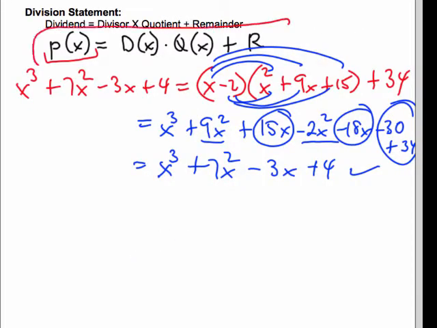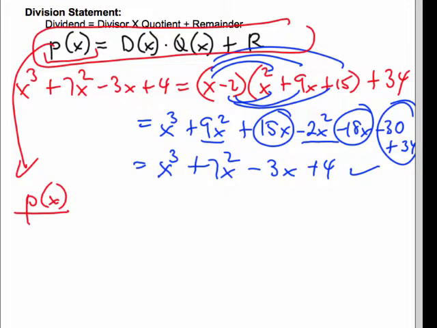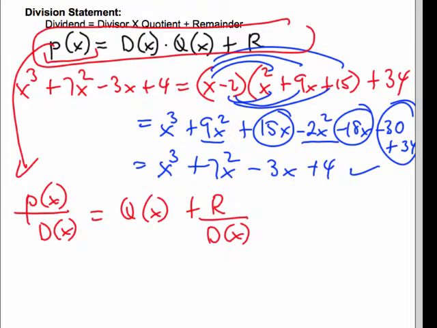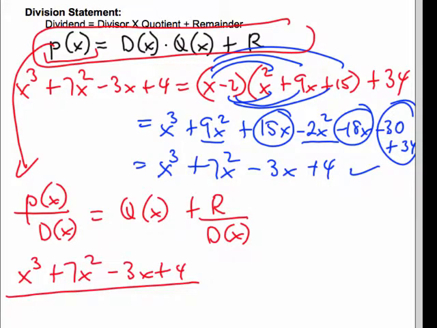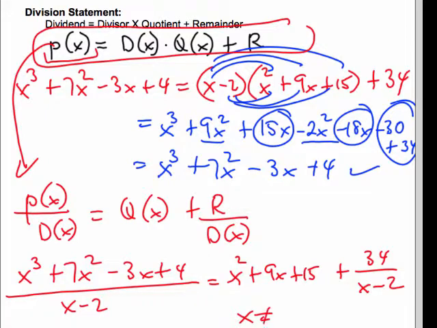And as I said before with numbers, we can also write our division statement as our polynomial divided by our divisor to equal our quotient plus our remainder divided by our divisor. So in this case, that would look like this. Plus our remainder divided by our divisor, with the condition that x can't be 2.